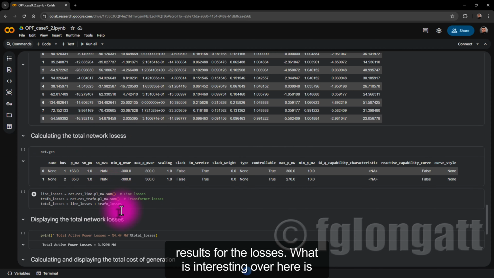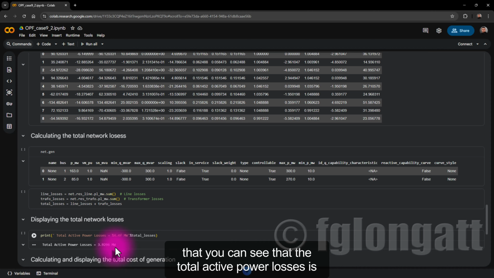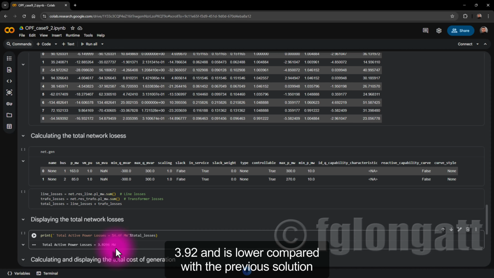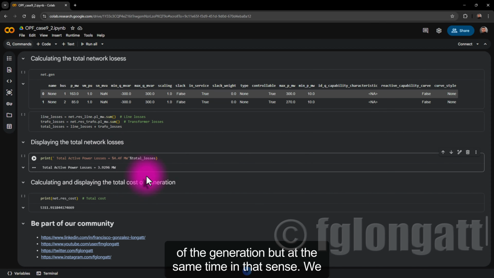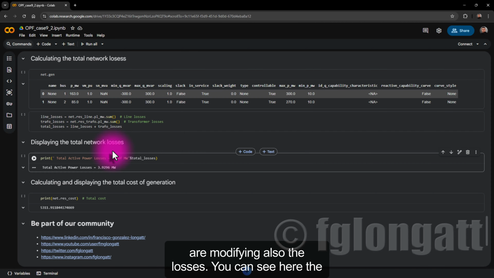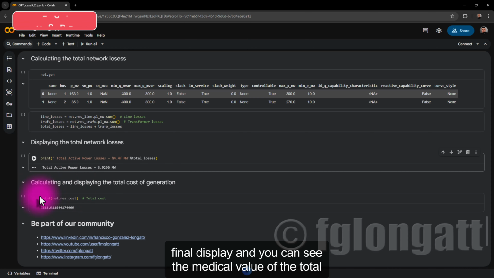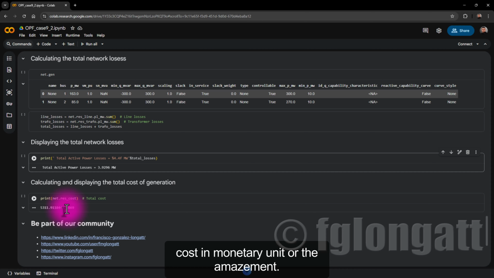What is interesting over here is that you can see that the total active power losses are 3.92, which is lower compared with the previous solution that we obtained with the traditional power flow. And one of the reasons is, of course, that we are trying to minimize the cost of the generation, but at the same time, in that sense, we are also modifying the losses. You can see here the final display, and you can see the numerical value of the total cost in monetary units for this amazing system.